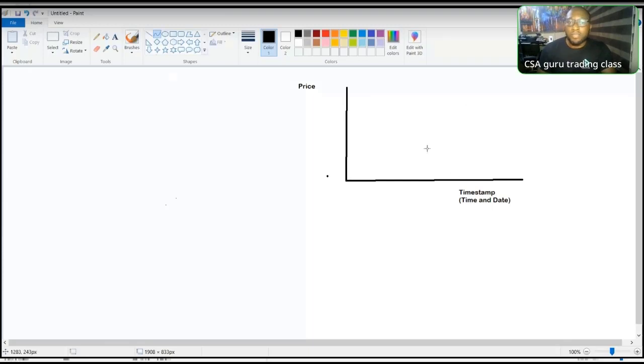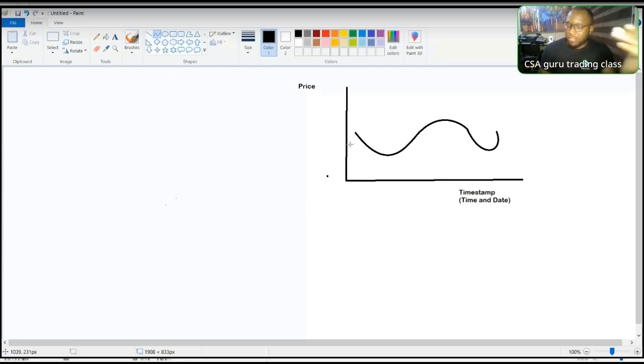Starting with the line chart, like I said, we have three different types of charts: the line chart, the bar chart, and the candlestick chart. Whatever is on the line chart indicates the closing price. So let's say this is our chart, right? Whatever you see here is the closing price. Let's say we are using a daily time frame.